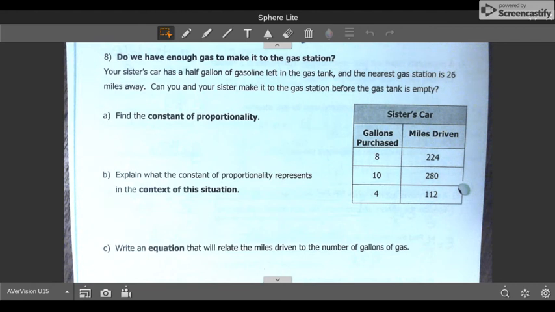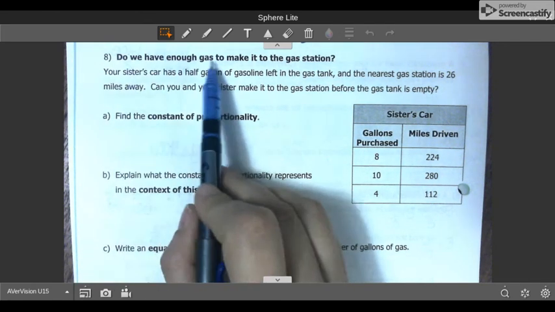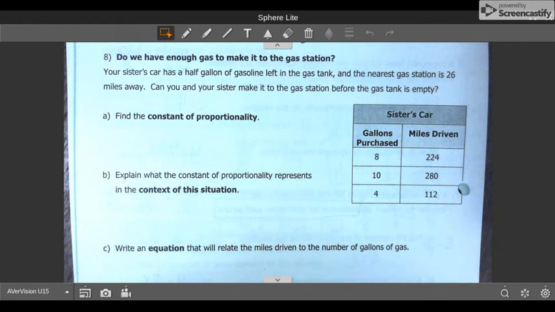Okay, now we're going to do a problem that says, do we have enough gas to make it to the gas station? Your sister's car has a half gallon of gasoline left in the gas tank, and the nearest gas station is 26 miles away. Can you and your sister make it to the gas station before the gas tank is empty?